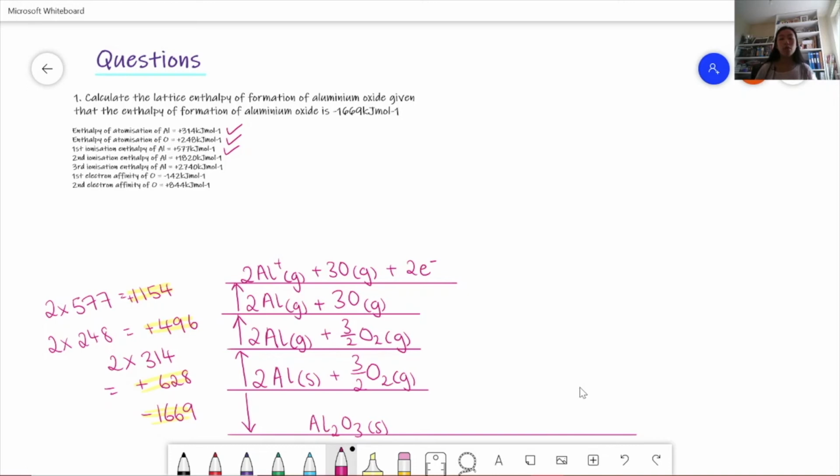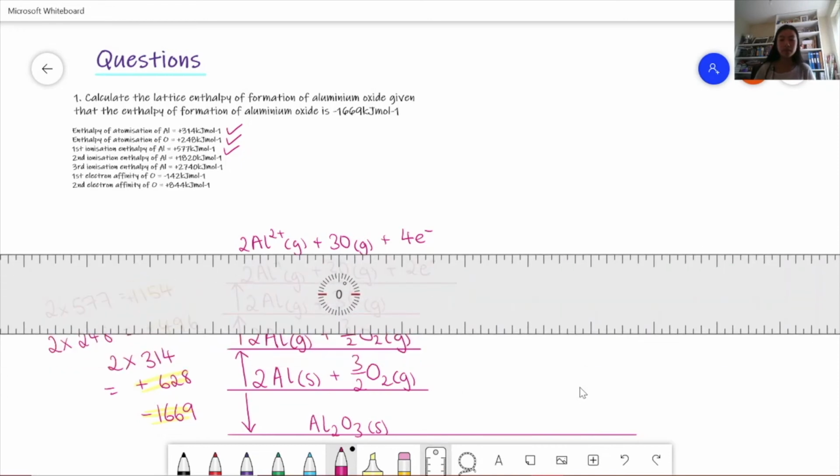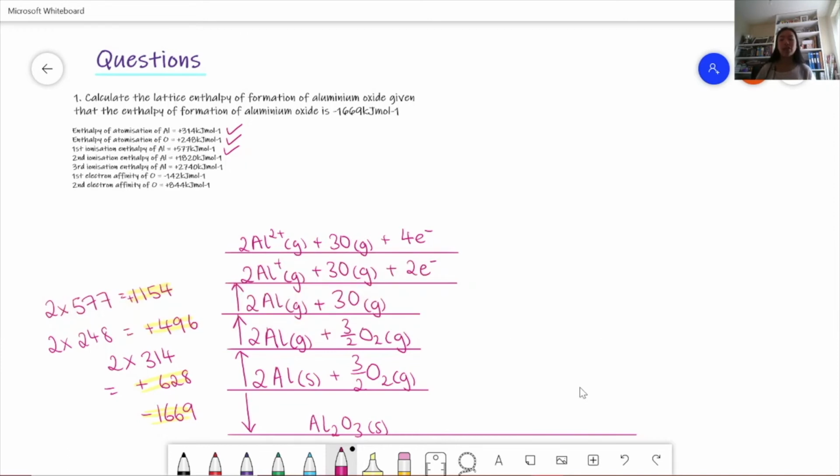So that's when we form 1 mole of gaseous 2 plus ions. So we'll have 2 Al 2 plus, plus 3 oxygens, which are left unchanged again. And then now we're going to have 4 electrons because we've removed another electron each from each of the aluminium plus ions. So as you can see, it's really important to remember all the definitions and all of the key words from the definitions because it's really easy to get the numbers wrong.